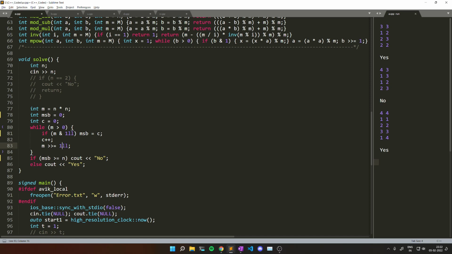Then after that I have evaluated the MSB of n square here, and then I have checked if the MSB of n square is greater than or equal to n, because n is the MSB of 2 to the power n. Then we print no, otherwise we print yes. So that was problem A.